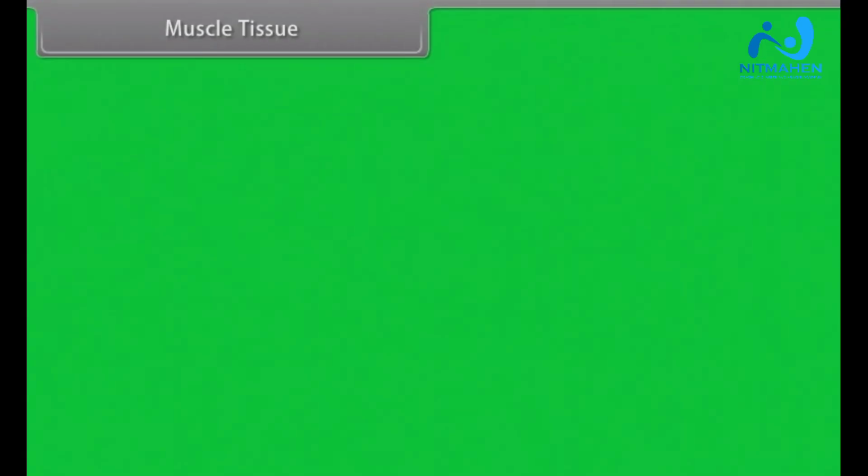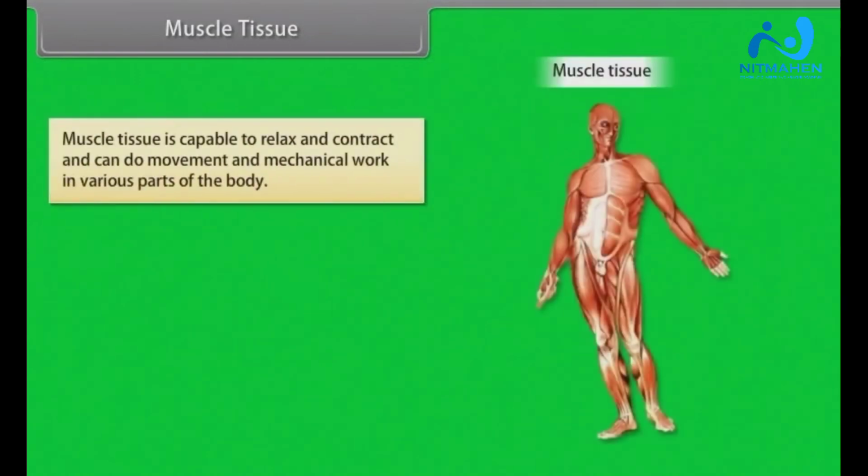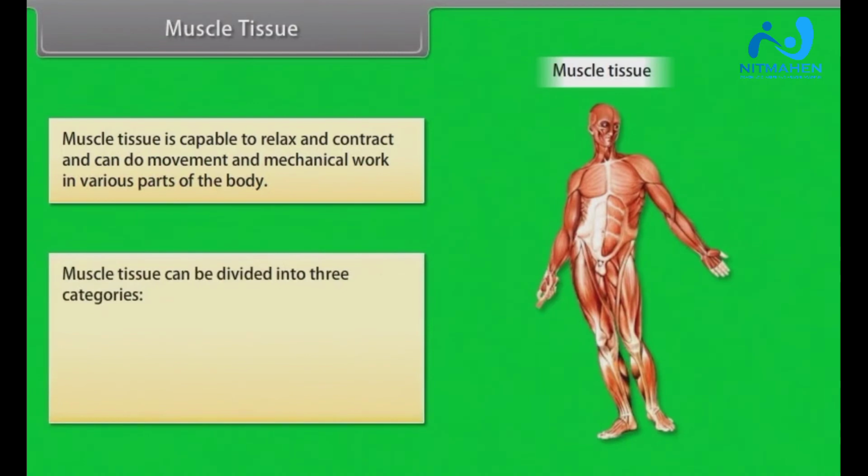Muscle tissue. Muscle tissue is capable of relaxing and contracting and can do movement and mechanical work in various parts of the body. Muscle tissue can be divided into 3 categories: skeletal, smooth, and cardiac.